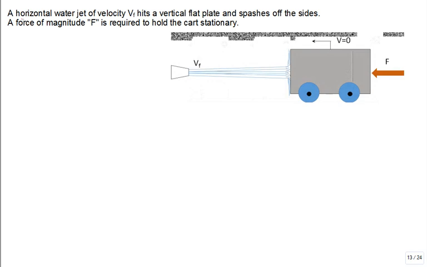We have a horizontal water jet of velocity v sub f that hits a vertical flat plate and splashes off the side. A force of magnitude F is required to hold the cart. What is that force? Well, we already calculated that. Here's the answer, right? F is equal to V sub F times m dot, the mass flow rate. True or false? There's no turbulent flow. It's just splashing off and going. So now let's introduce a control volume.